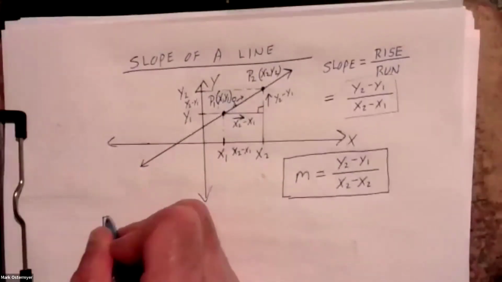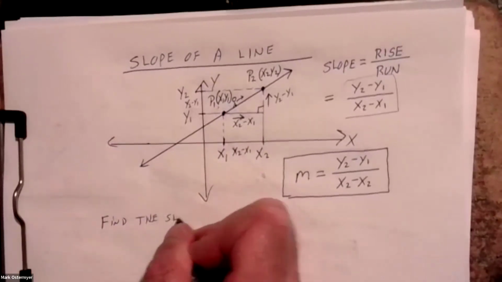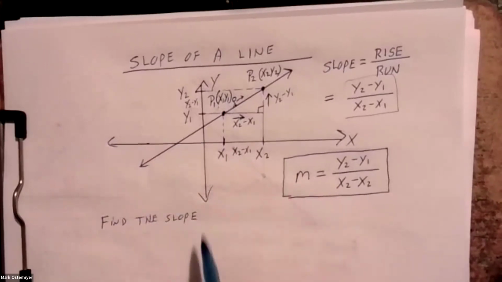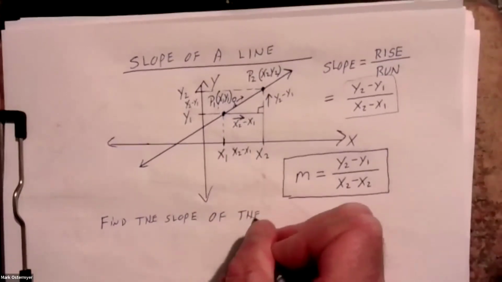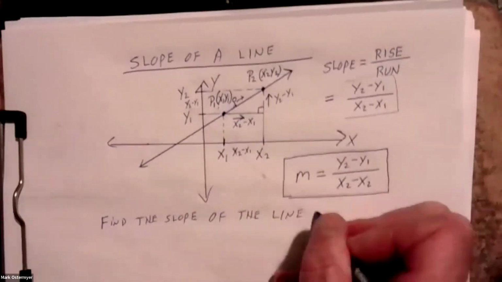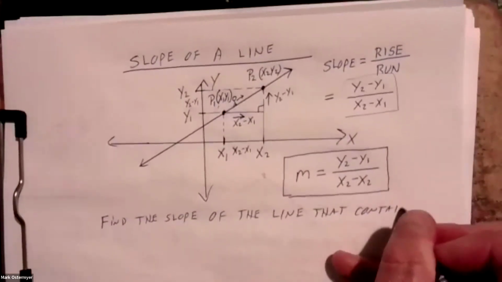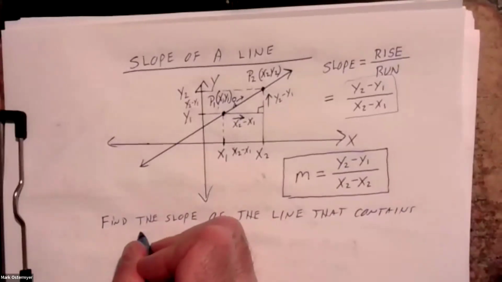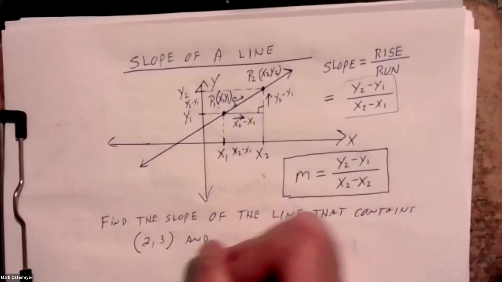How do we use it? Well, let's find out. Suppose I want to find the slope. Make sure when you spell the word slope, you put an e on the end, because if you don't, it's going to look like slop. Slope, not slop. Find the slope of the line that contains, suppose, the points (2, 3) and (5, 8).